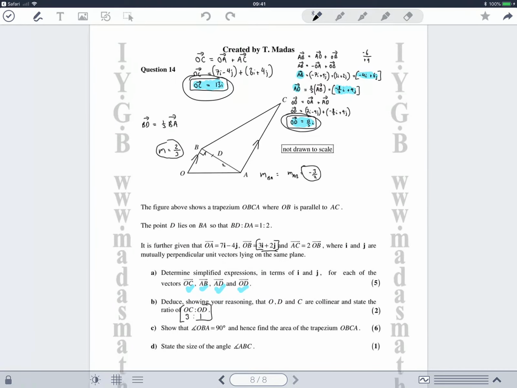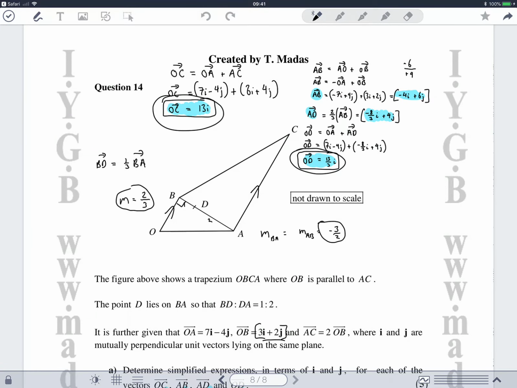Hence find the area of the trapezium OBCA. Right. So to find the area of this trapezium, we're going to need to do the length of the 2 parallel sides added together and halved, and then times by the perpendicular height. Okay, that's not too bad. O to B is 3i plus 2j, so doing Pythagoras, 3 squared plus 2 squared is root 13. So that's root 13.